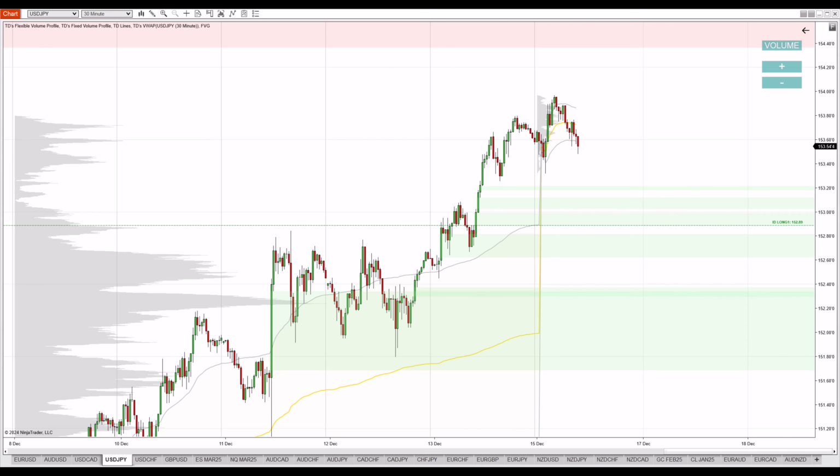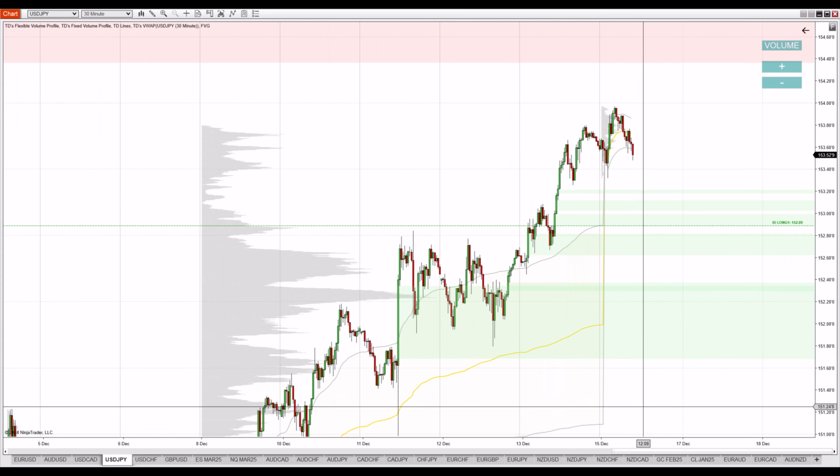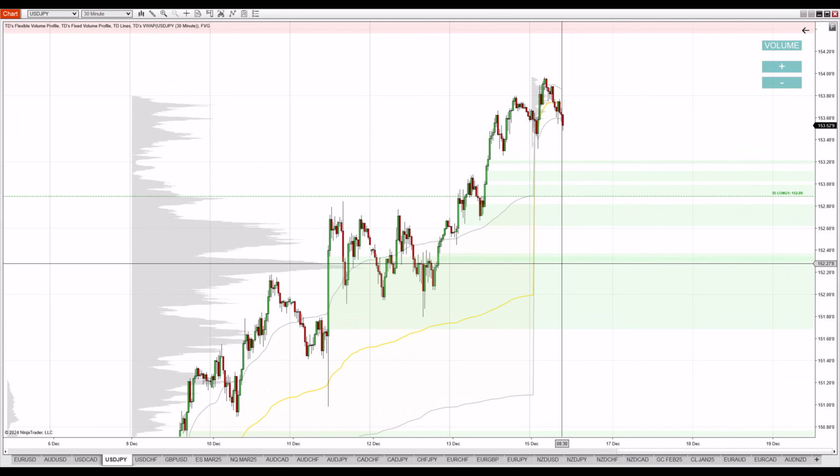What you see before you is the NinjaTrader 8 platform with my custom-made volume profile and VWAP indicators, and the chart before you is US dollar Japanese yen, and it is a 30-minute chart. And in here I want to talk about a support level, this one, which formed at 152.89, and the reason behind this level is mostly a volume profile setup. So let me show you.